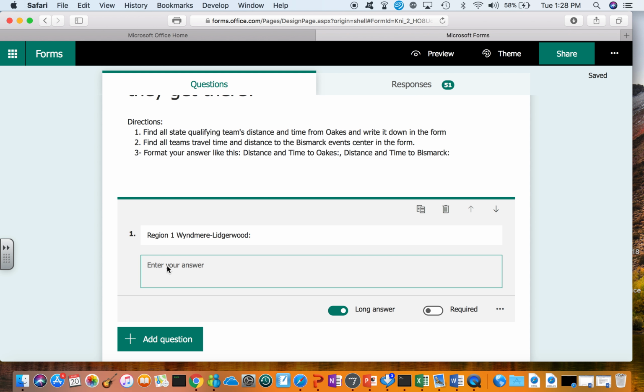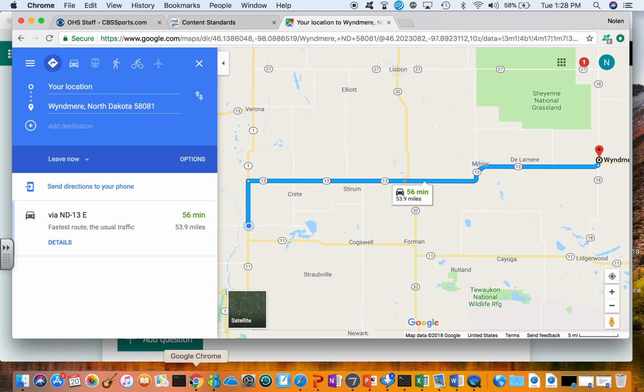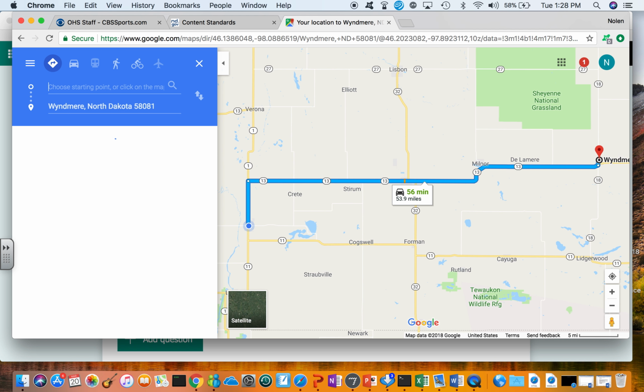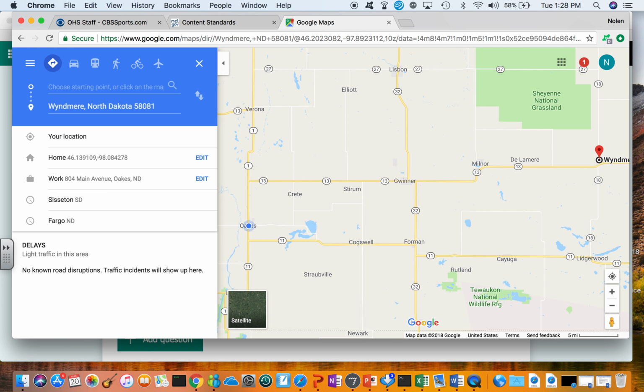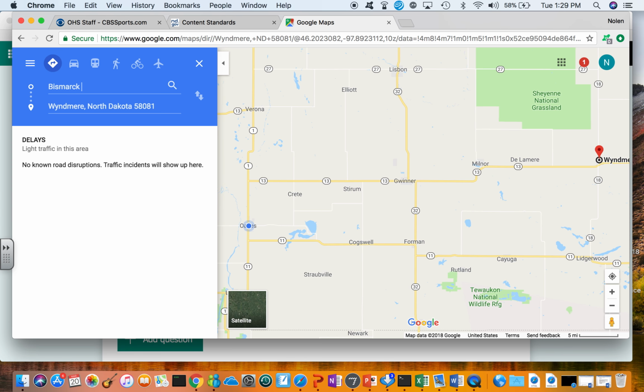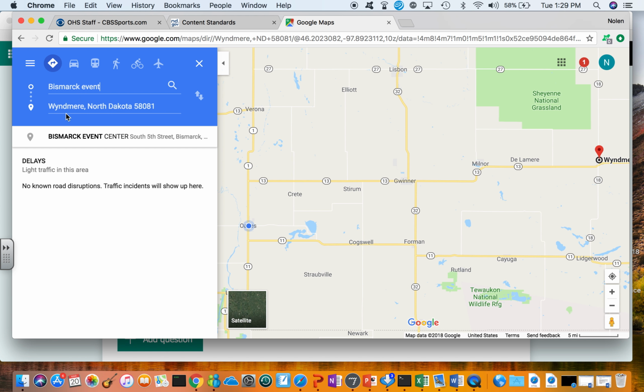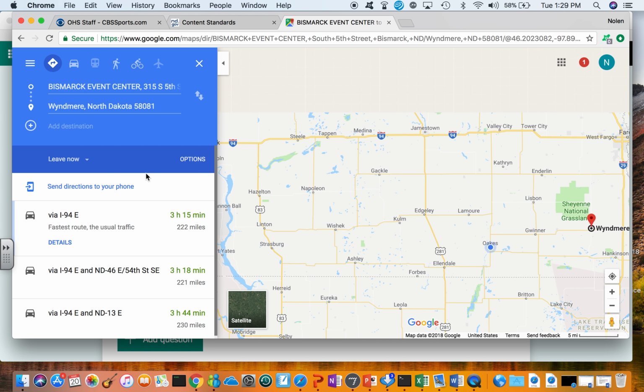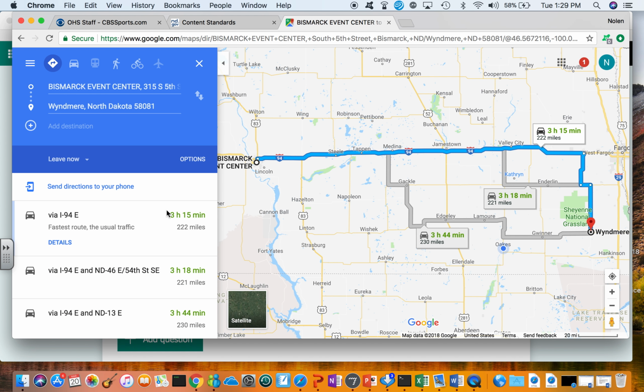And I'm going to type it in with distance from Oaks is 53.9 miles. And it's 56 minutes. So now I also need to know the distance from Wyndmere to Bismarck. So I'm going to type in Bismarck Event Center right here, and ta-da, it gives me the distance.